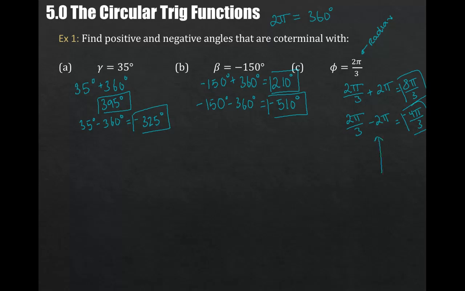And think about, where is that? 2 pi over 3 is 2/3 of a semicircle. I'm going to end up over here. So if this is my initial side and this is my terminal side, this is 2 pi over 3. This is negative 4 pi over 3. Pretty cool.